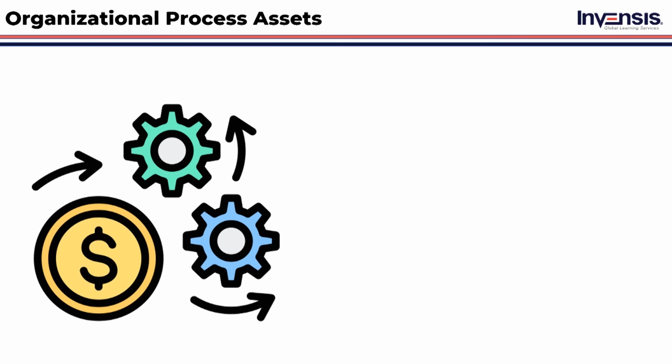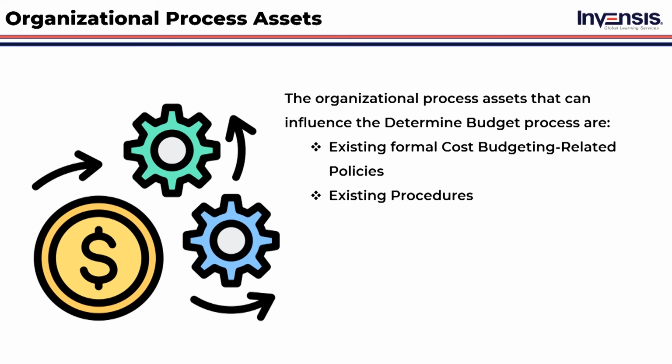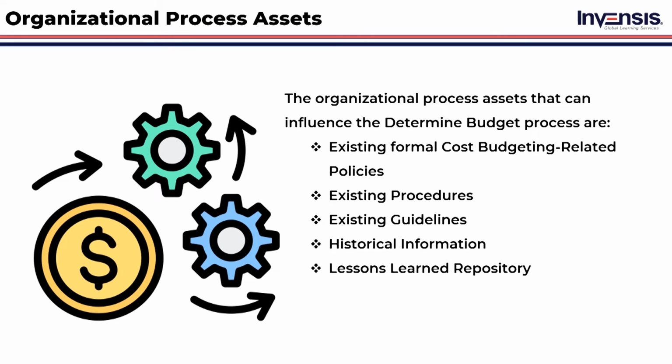Along with the enterprise environmental factors, we have to consider the organizational process assets. The organizational process assets that can influence the determine budget process are: existing budgeting related policies, existing procedures, existing guidelines, historical information, lessons learned repository, cost budgeting tools, and reporting methods, which help as inputs in determining the budget. Now, to convert these inputs, there are several tools and techniques.